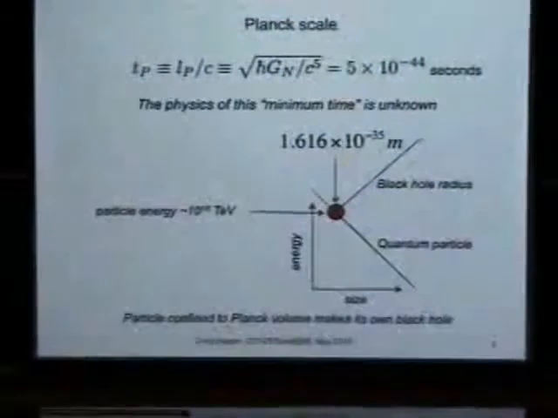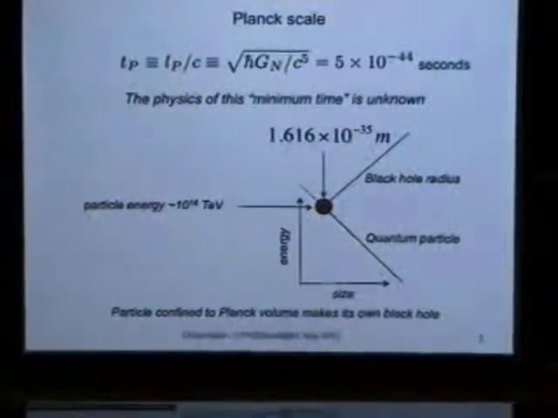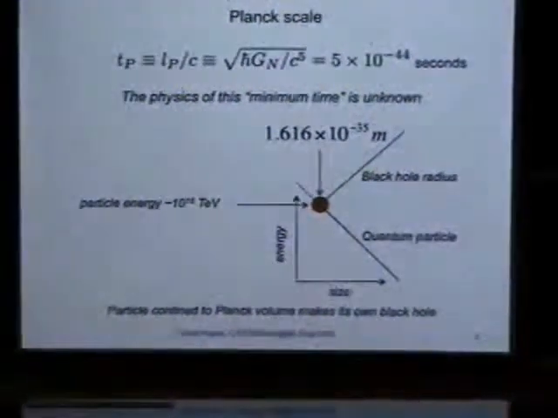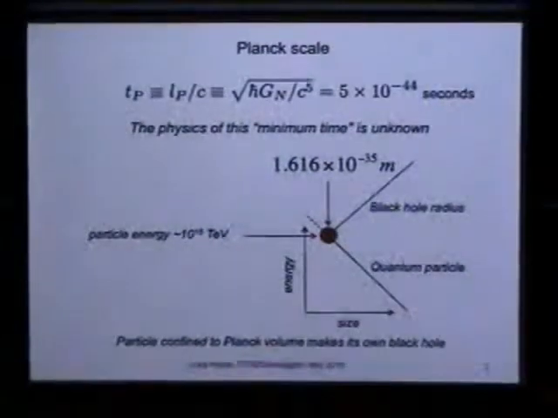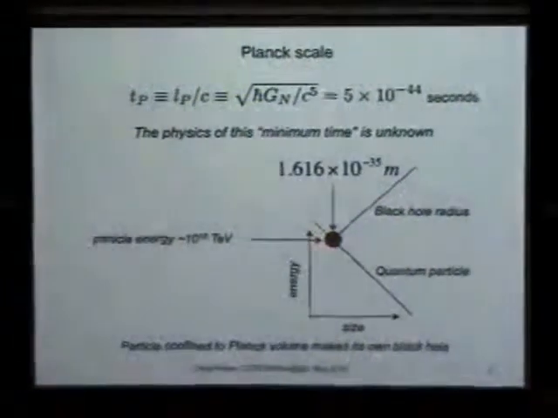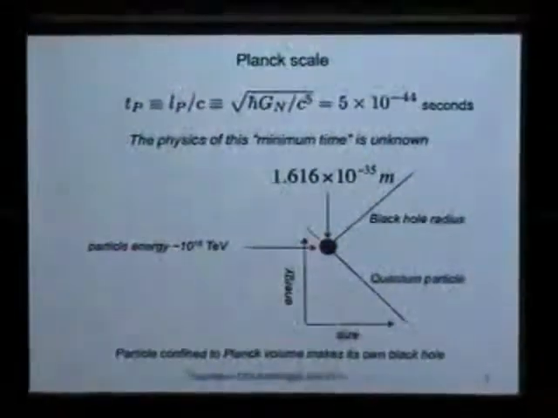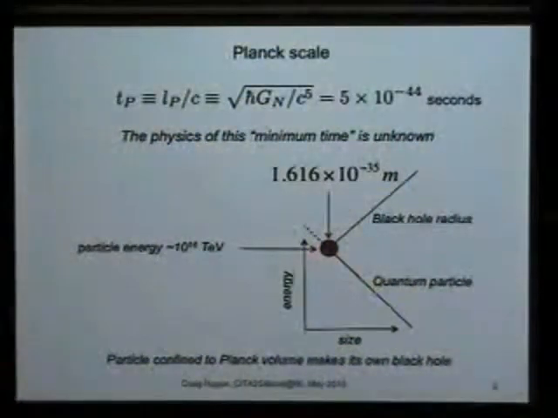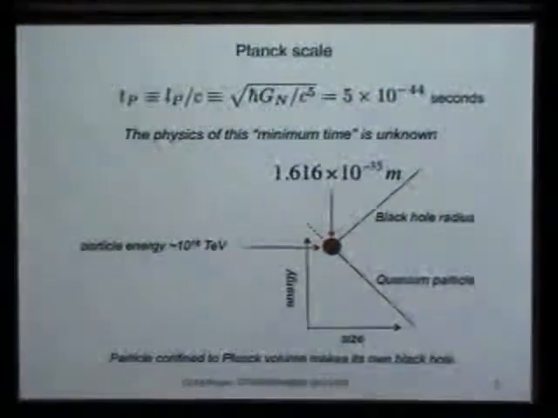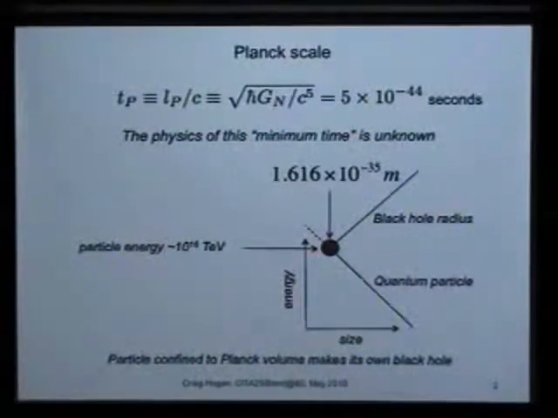Now, the Planck scale, something we all know about and have looked at since kindergarten, and it's been around for 100 years, right? This is a very, very small time, 5 times 10 to the minus 44 seconds. We don't know the physics of the Planck scale. We just know that something spectacular happens that's different, and it's where quantum mechanics and relativity run into each other.